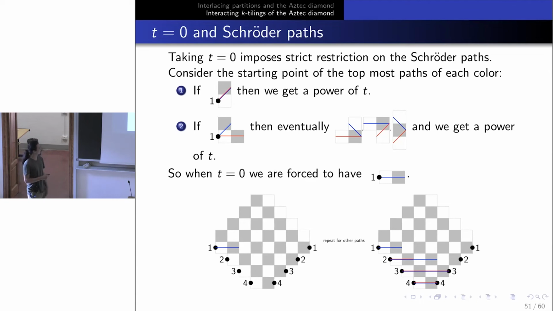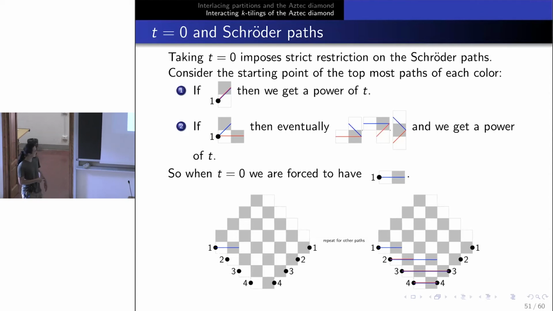Now suppose the blue path goes up diagonally. Well, then if the red path went horizontally, that means the blue path is above the red path. And eventually they'll have to meet since they end at the same point. So where they meet will contribute a power of T. So this is also not allowed. So we can see that when T is equal to 0, the blue path is forced to go horizontally, because we just went through all the cases where it went up diagonally and those are not allowed. So the blue path is actually frozen and forced to go horizontally when T is equal to 0.